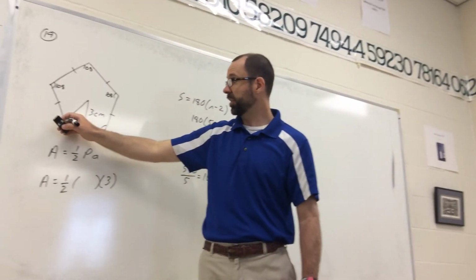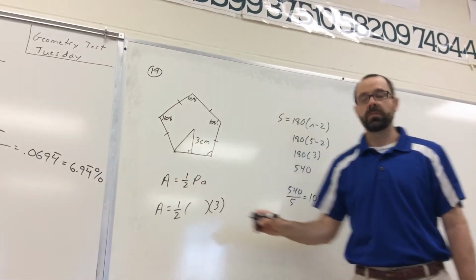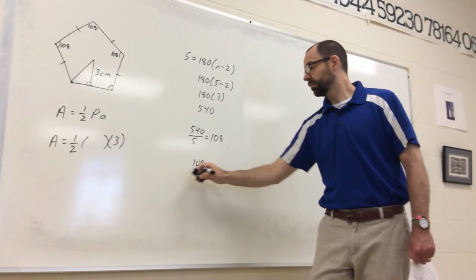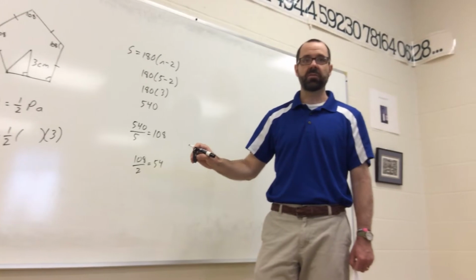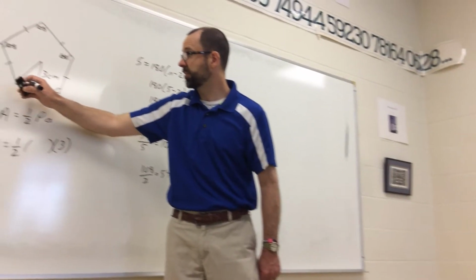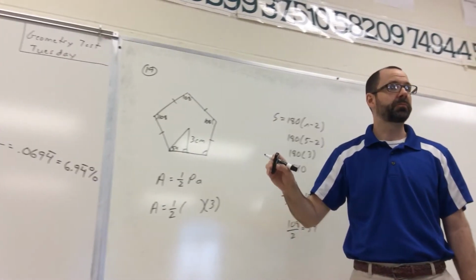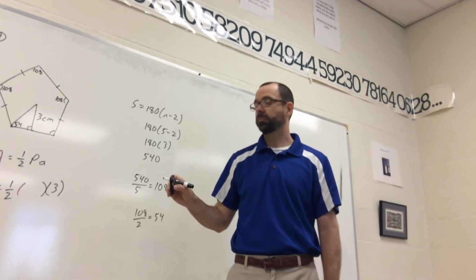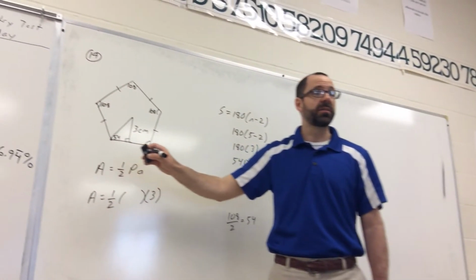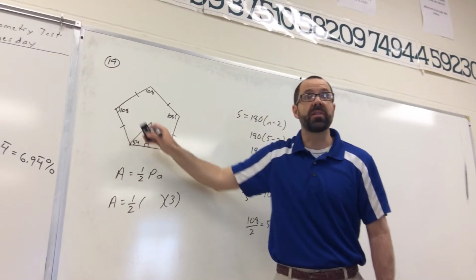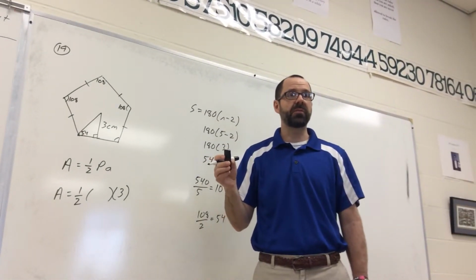And what that did was it took the 108 and bisected it. So now we know that this angle in here is 54. That one's 54 also. So the reason I drew that extra line is now I have a right triangle. And when you have a right triangle, there's a lot of formulas that we can use on that.